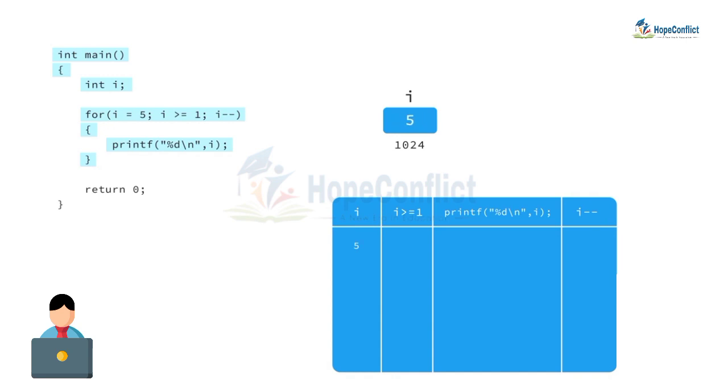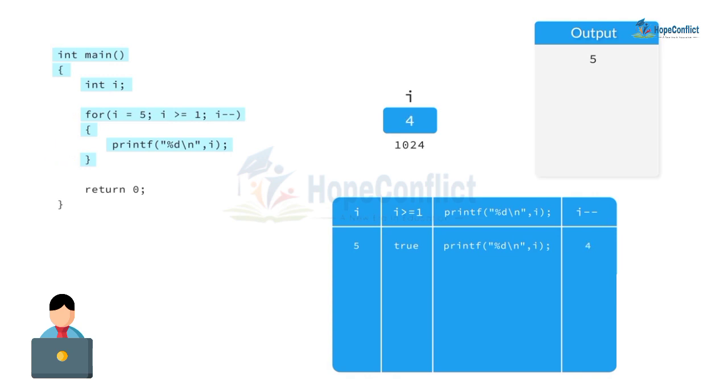Now it checks the condition, 5 is greater than 1. So the condition is true. Hence it executes the statements inside, which is to print the value of I, and I equal to 5. So 5 is printed. And now I will be decremented. So it becomes 4. So the first iteration is thus completed.